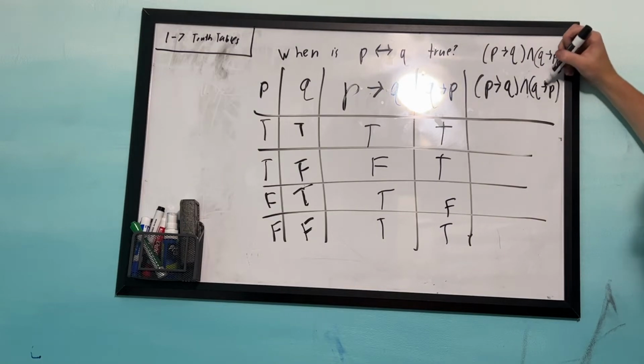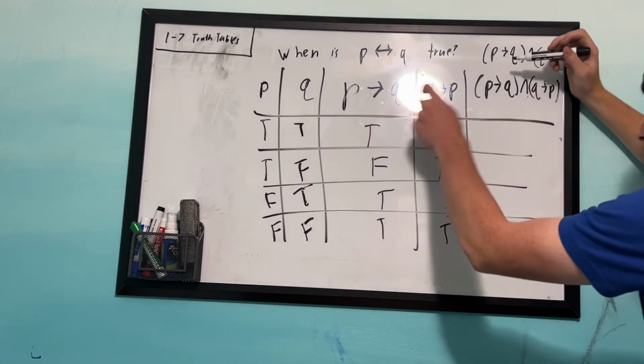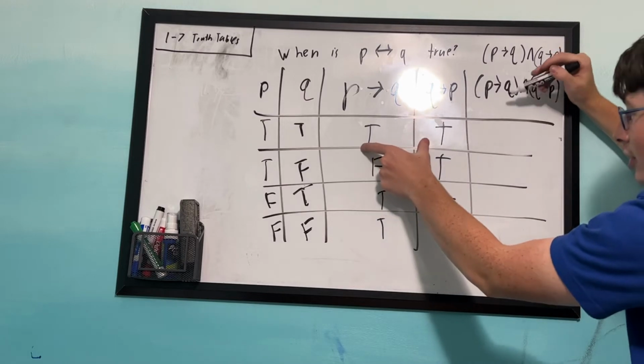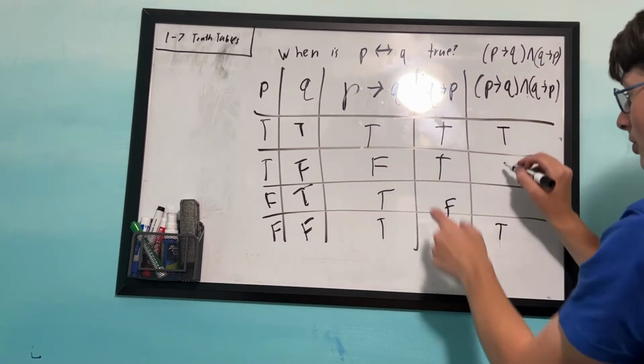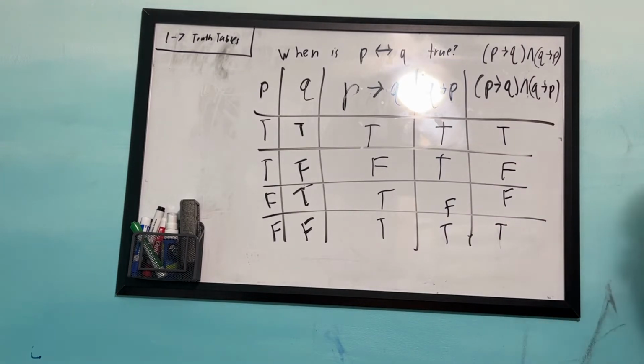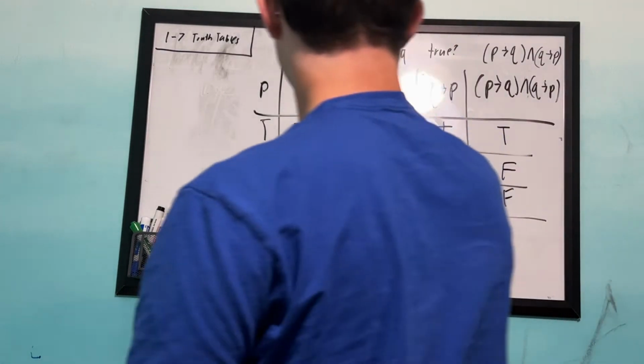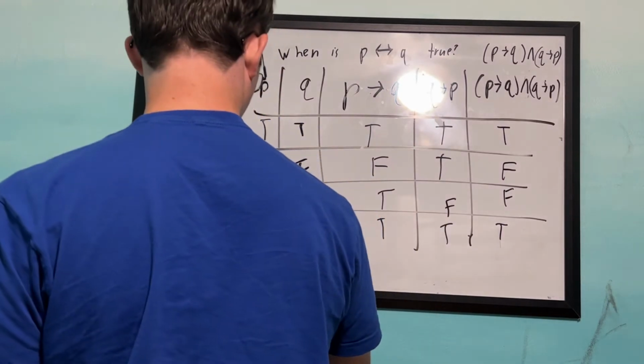And now we have to see when is this statement and this statement true? Well, it's going to be here because they're both true here. It's going to be here because they're both true here. And since they're not both true here, you get false and false. So then I can say, when is it true?